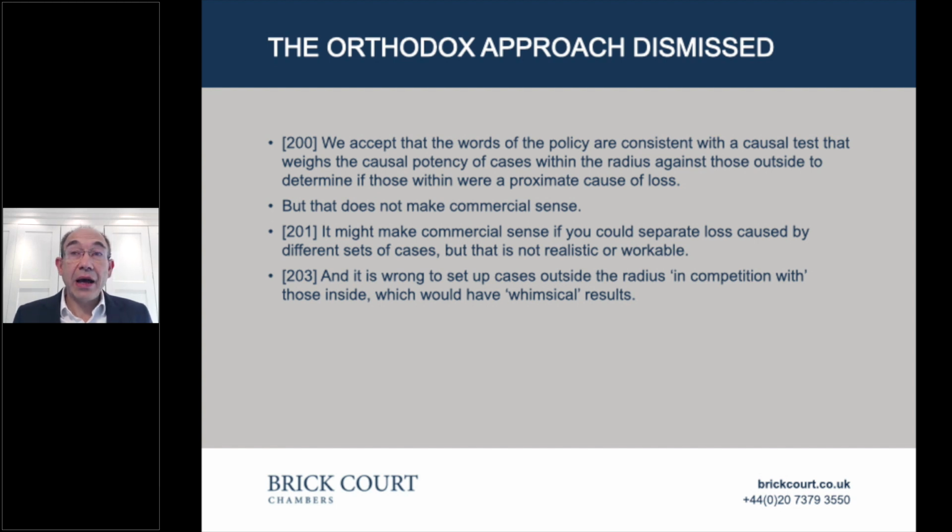So that is how they get to the conclusion that cases within the radius, in fact each individual case of COVID, is itself a proximate cause of all the public and governmental reaction to the COVID pandemic, and therefore of all the business interruption that resulted. Next slide, please. You might be relieved to know it's my last.